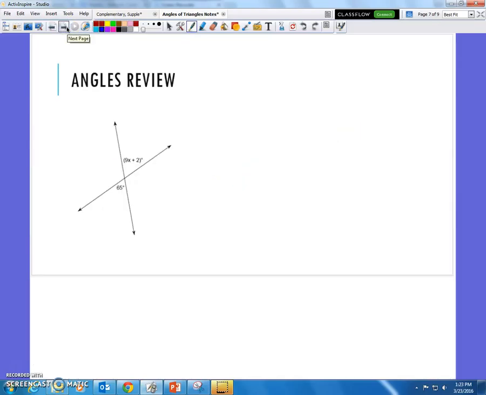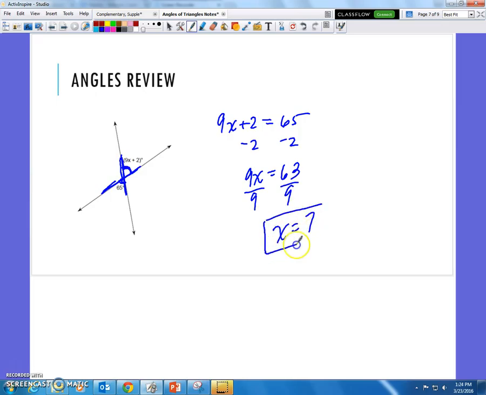Let's do a little quick review on angles and some questions about this. When I look at these angles, the two that they give me are this guy right here and this guy right here. And it tells me that these two are vertical angles. And what I know about vertical angles is that they are congruent, or they're equal. So I know that if this is 65, this also has to be 65. So I know that 9x plus 2 must be equal to 65. So if I were to solve this, I would know that 9x equals 63. And when I divide by 9, x would equal 7. Okay, so there's your review of what we call vertical angles.